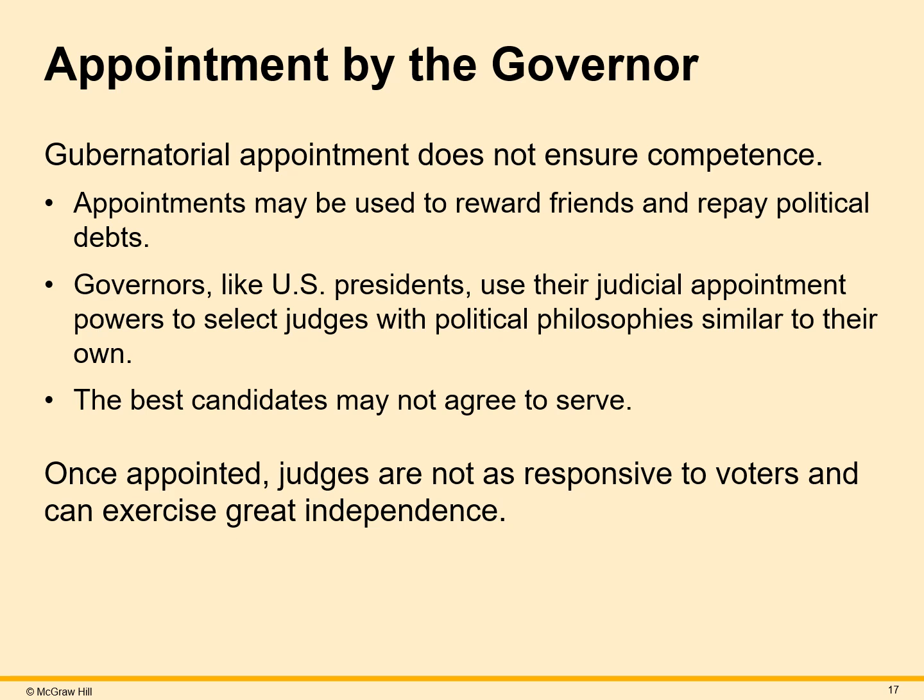Appointment by the governor. Gubernatorial appointment does not ensure competence. Appointments may be used to reward friends and repay political debts. Governors, like U.S. presidents, use the judicial appointment powers to select judges with political philosophies similar to their own. The best candidates may not agree to serve. Once appointed, judges are not responsive to voters and can exercise great independence.